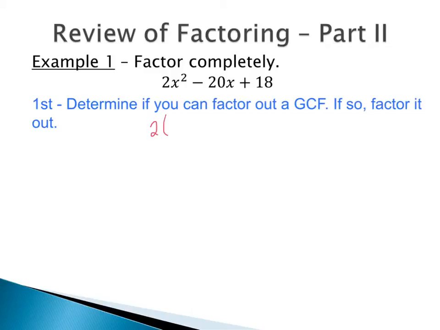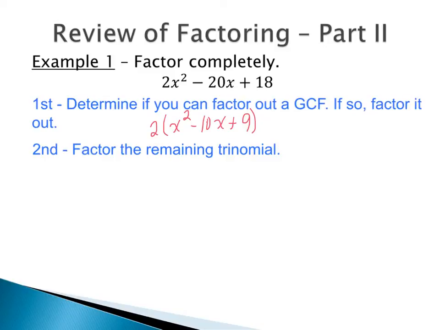After we take out the GCF of 2, 2x squared divided by 2 means we'd be left with an x squared. 20x divided by 2 means that we're going to be left with a 10x, and then 18 divided by 2 means that we're left with a 9. So what we have is 2 as our greatest common factor times x squared minus 10x plus 9. Next, we want to try to factor the remaining trinomial that's inside.